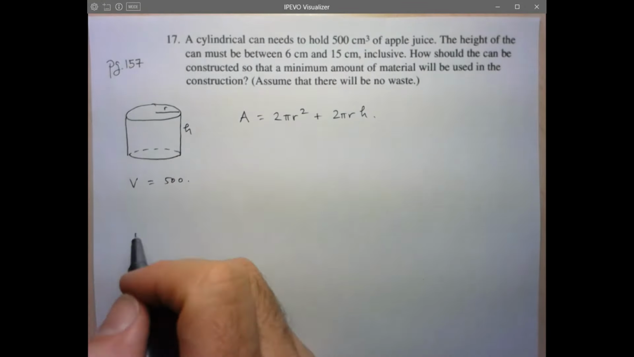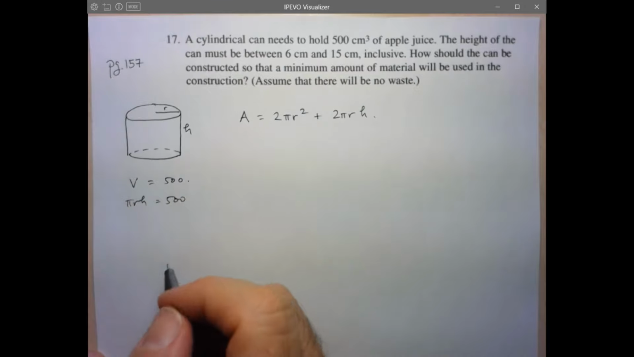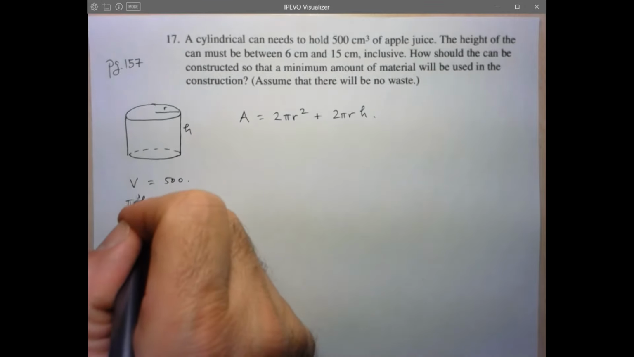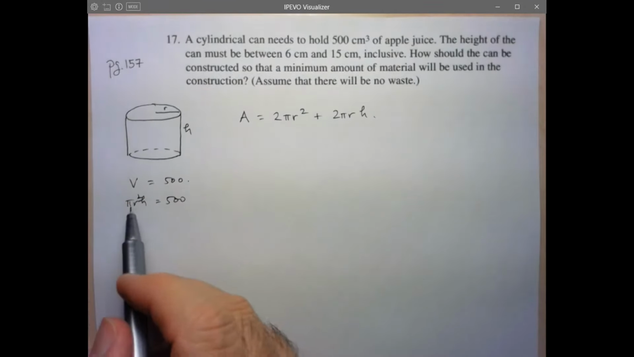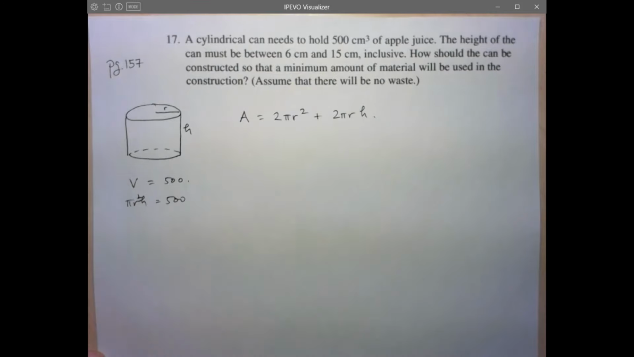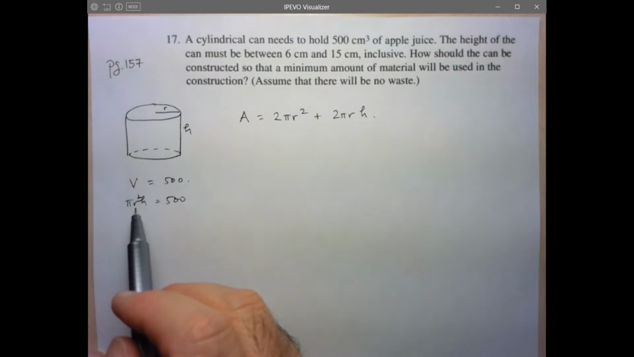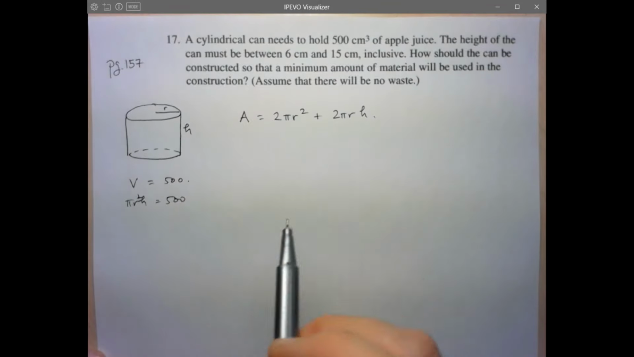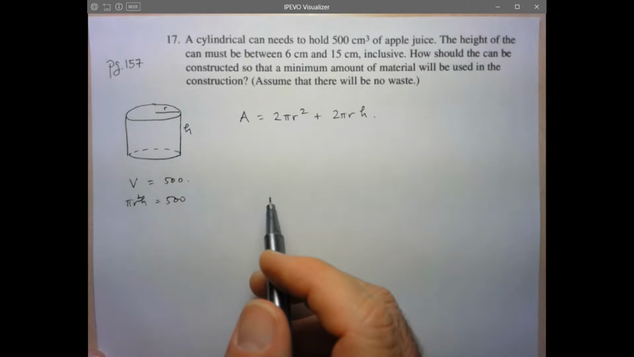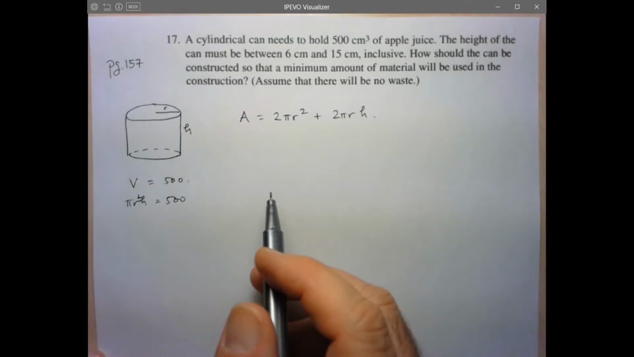We know that the volume is 500, and we know that the volume of a cylinder is pi r squared h. All right, and so we need to isolate either r or h. And this is where we have a bit of a conundrum, because I really want to isolate h, because if I isolate r, one of them is already an r squared. That's not a big deal, but it means I'm going to have to carry around a root here, which I'd rather not have to do.